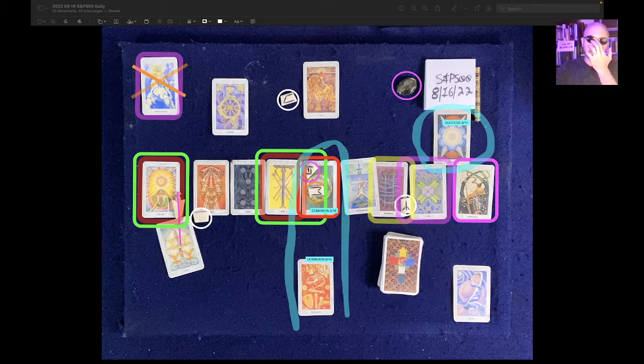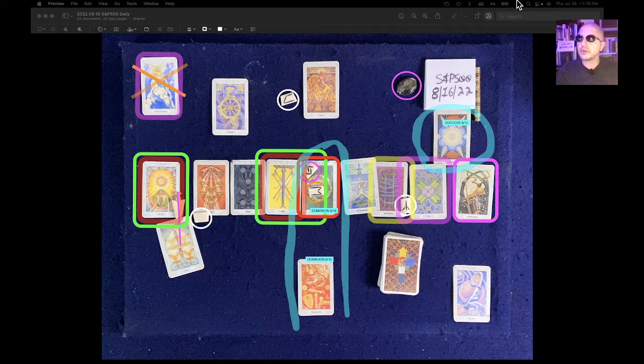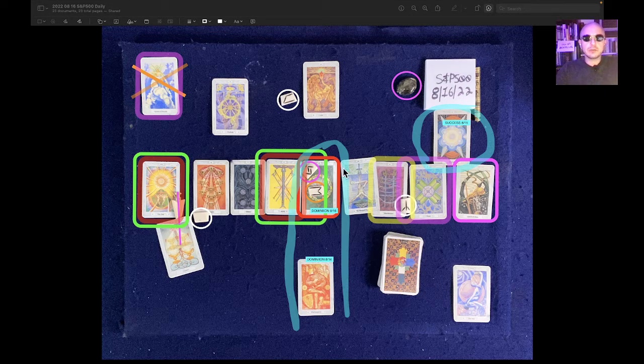This is the S&P 500 one-day reading for August 16th, 2022. It's currently June 28th, 2022, 11:16 p.m. Eastern Time. So the overall theme and behavior is nullified. We're not even going to look at that card.